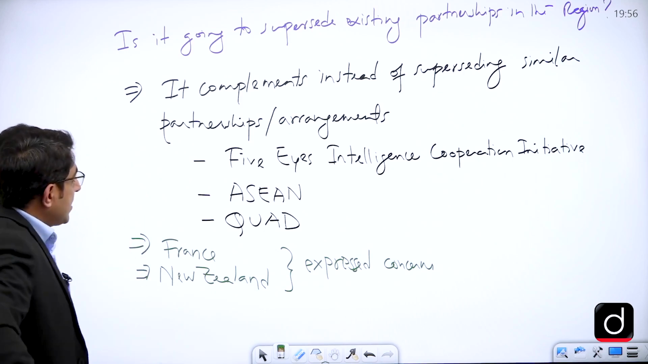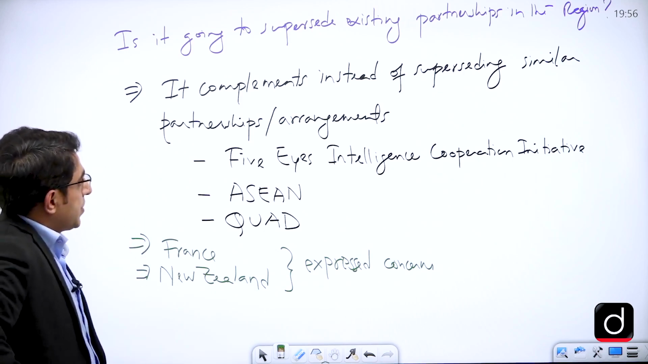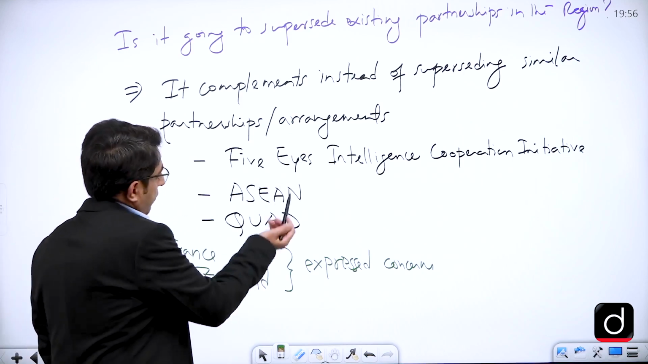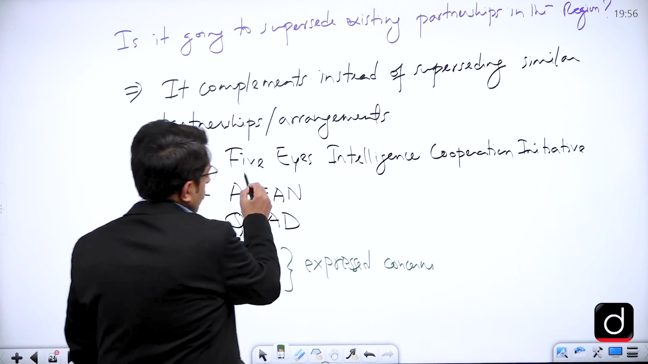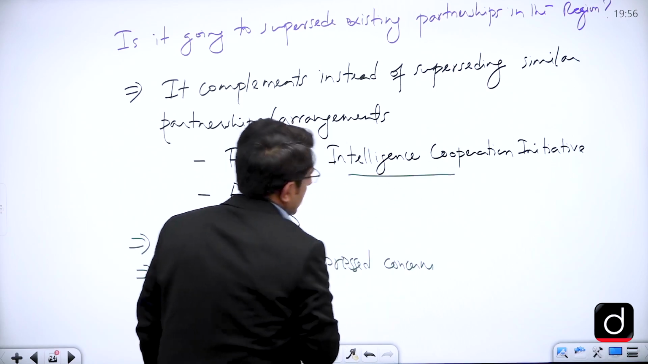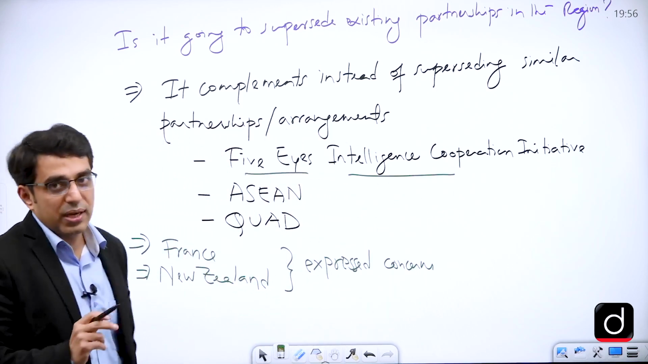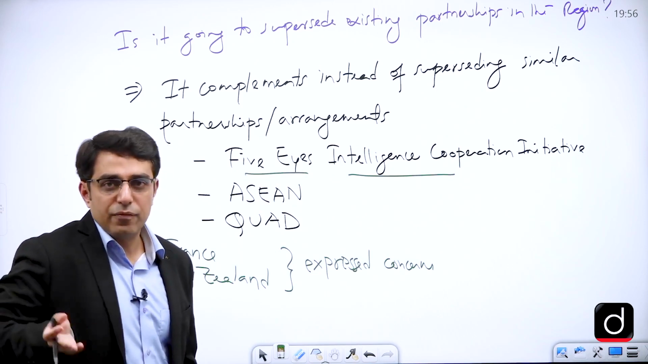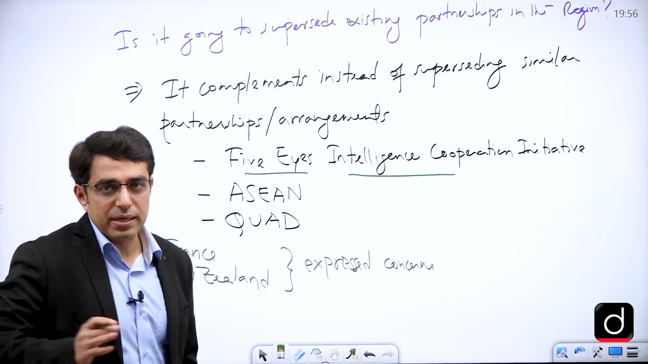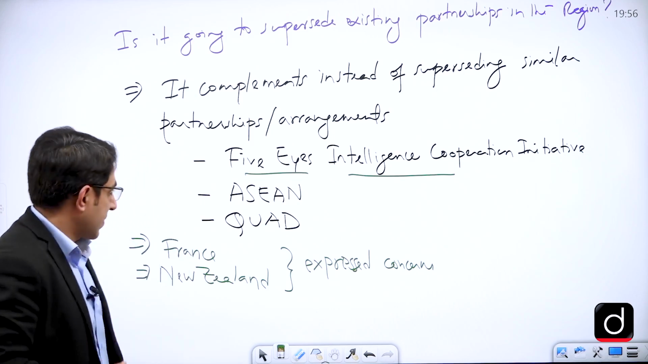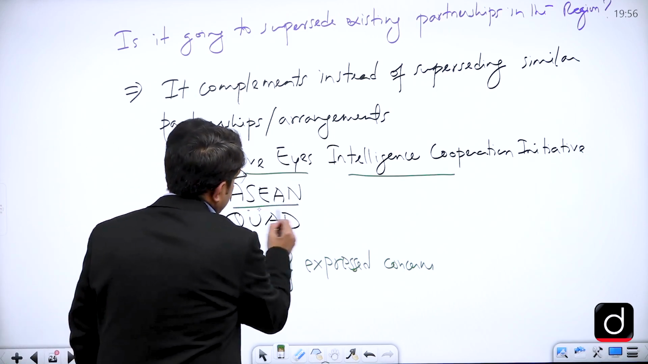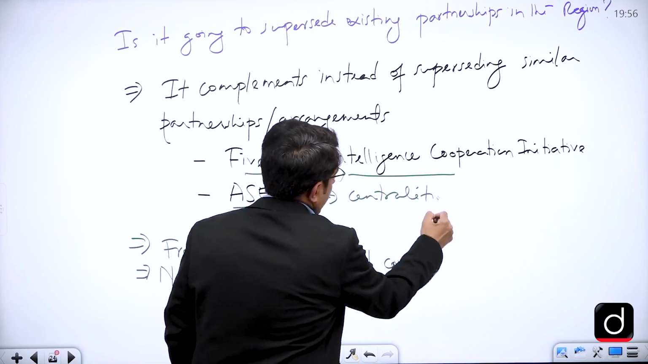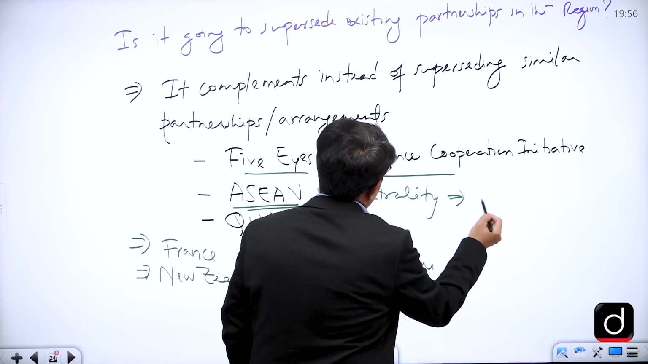So we can write that it complements instead of superseding similar partnerships or arrangements, and we can cite a few examples here. The Five Eyes Intelligence Cooperation Initiative, which also includes Australia and New Zealand, is also going to be there, and it will be supplemented and complemented by AUKUS. Secondly, the centrality of ASEAN to the Indo-Pacific region is recognized by Quad, and so is the case with AUKUS.